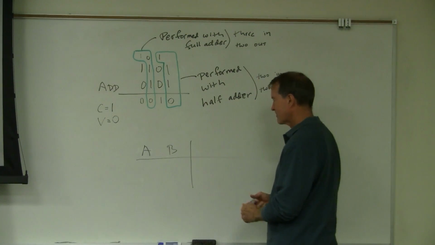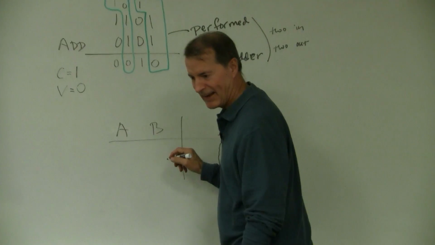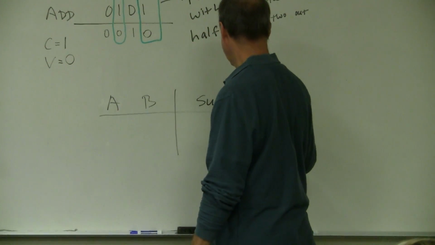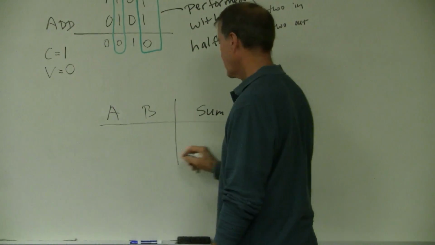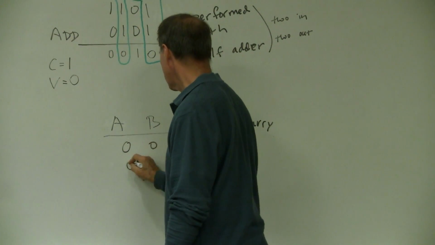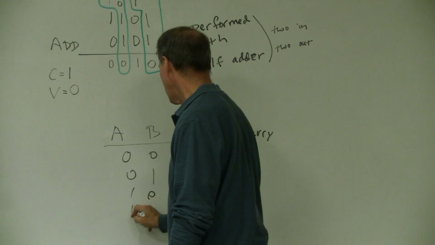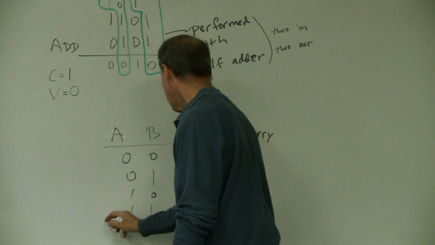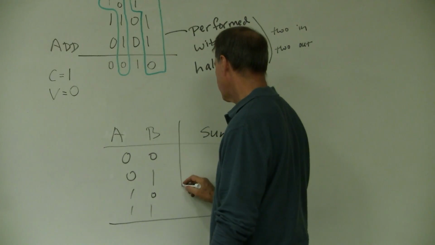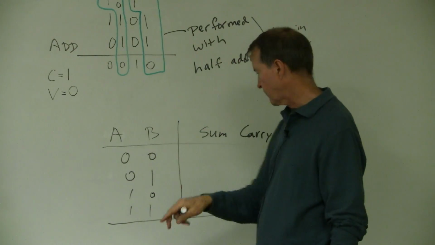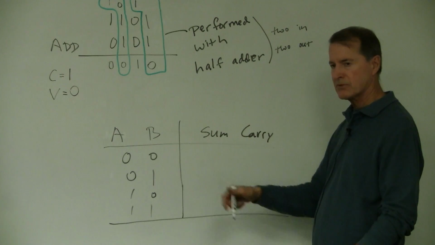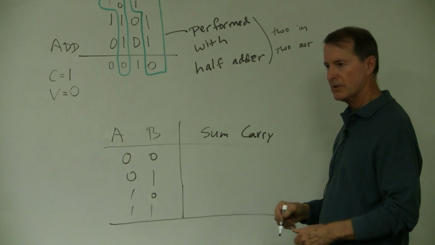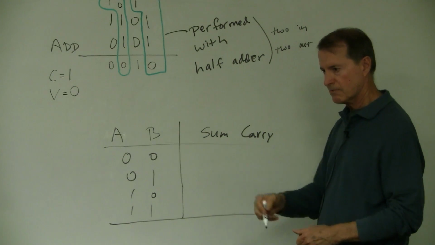I'll make the columns A, B, and then we're going to call these sum and carry. So AB is 0, 0, 0, 1, 1, 0, 1, 1. Knowing that, can you fill out what the sum and the carry should be on this truth table? A and B are the inputs. Sum and carry should be what? Can you do this in your notes?